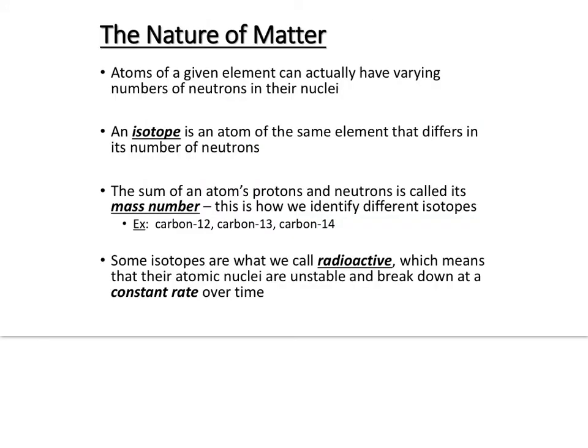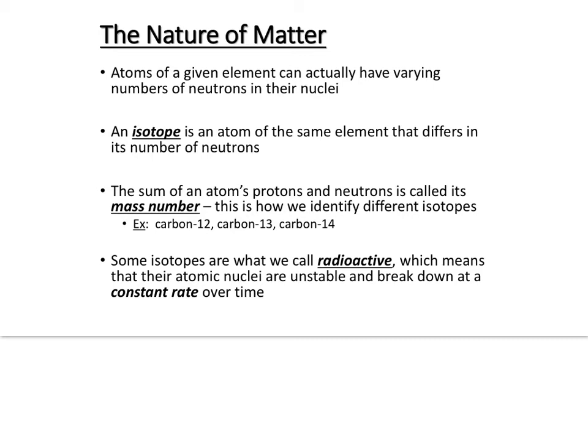Now, atoms of a particular element can have a varying number of neutrons in their nucleus. Again, the proton number will be the same, because the proton number is what makes it that given element, but the neutron number can change. An isotope is an atom of the same element with a different number of neutrons.